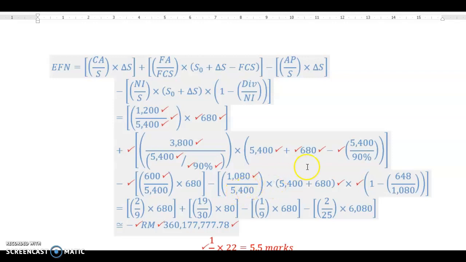5,400 multiplied by the new level of sales multiplied by 1 minus 648, the dividend, divided by net income, 1080. So the answer is negative. Know that, it's a negative answer: negative ringgit Malaysia 360,177,700.